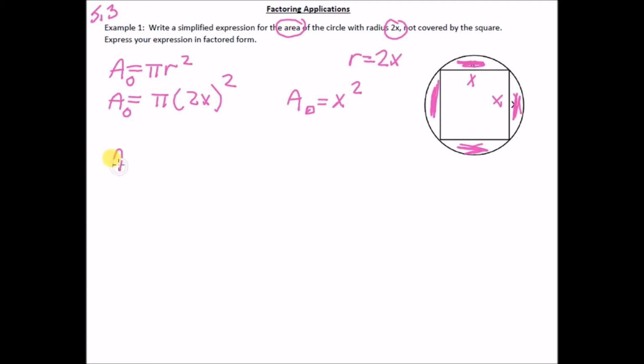So the total area, let's put area T for total, is going to be this pi 2x squared, and then we're going to subtract whatever the area of the inside of the square is. So 2 times 2 is 4, so 4 pi x squared. Okay, so this 2x squared is also written 2x times 2x. So remember to multiply the 2 times 2, or 2 squared, and the x times x, or x squared.